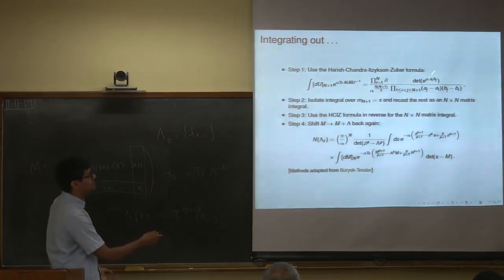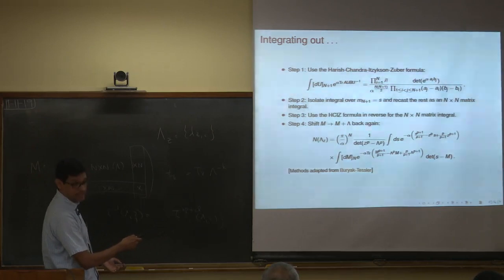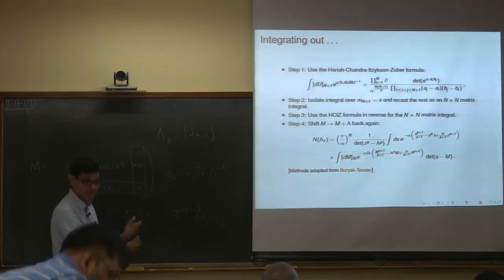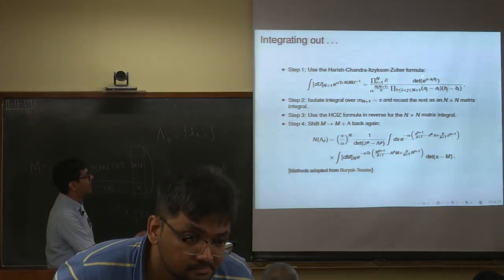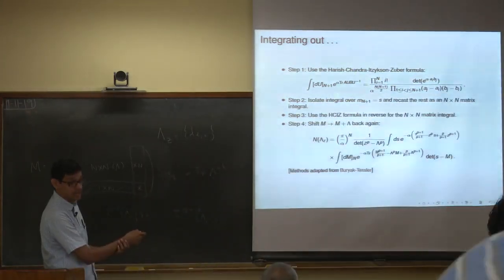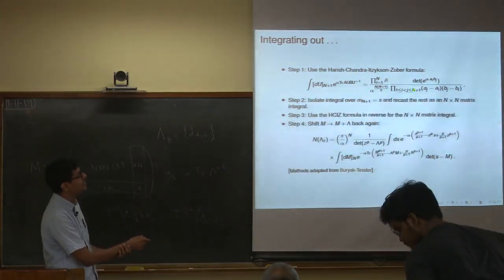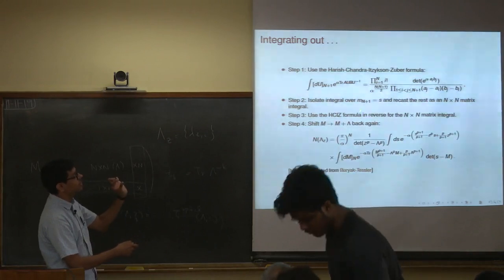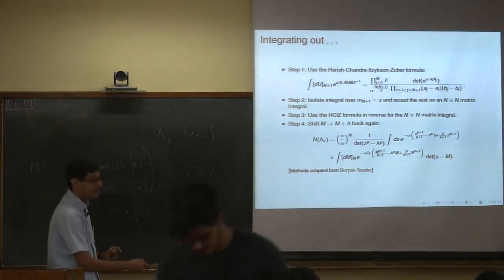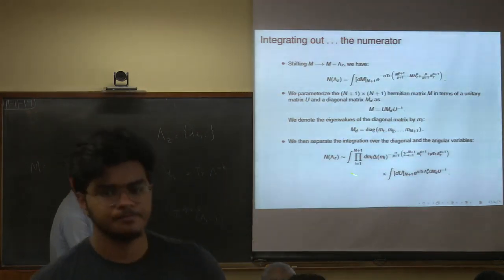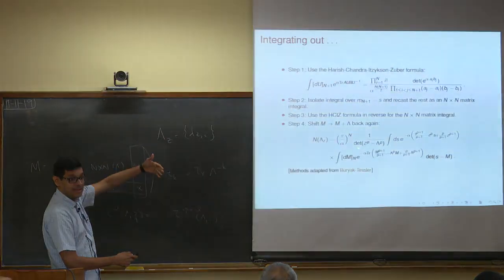So A and B are diagonal matrices. They are like my lambdas in my previous slide. So the a_i's and b_j's are the eigenvalues of A and B. I just use the formula first, and then I isolate the integral over the n plus 1th eigenvalue of M here. I want to isolate that guy out. Okay, and then I use the Harish-Chandra formula in reverse and write it as an n by n integral.